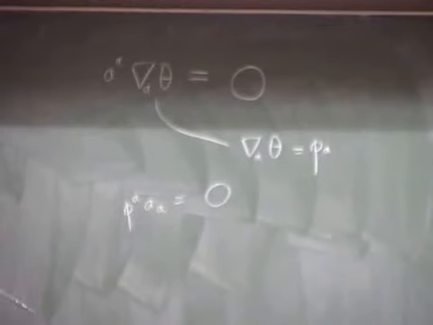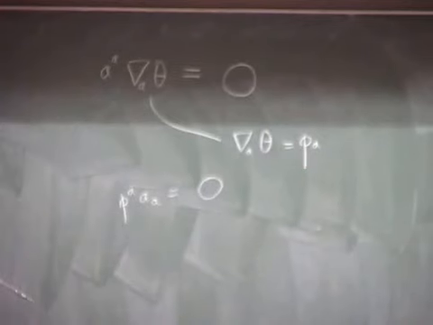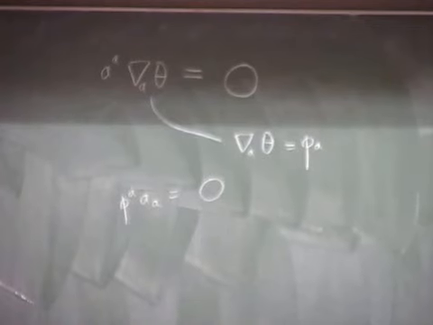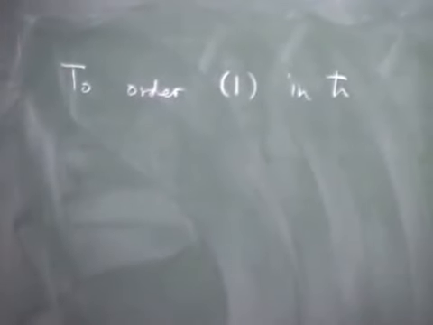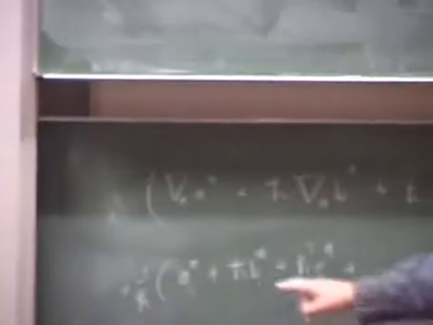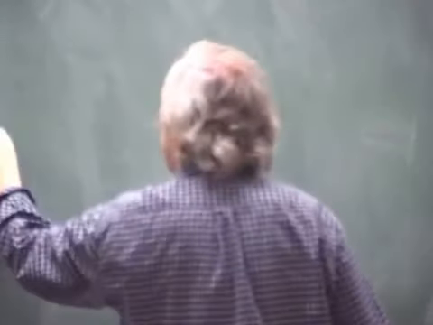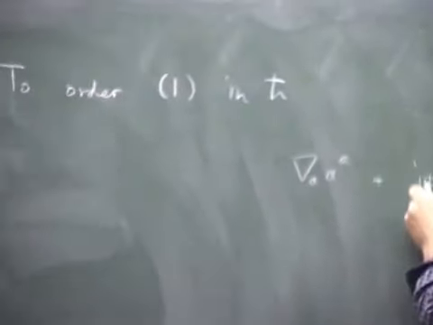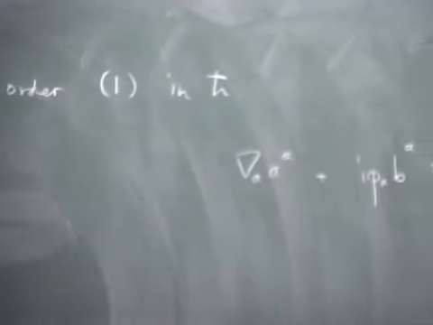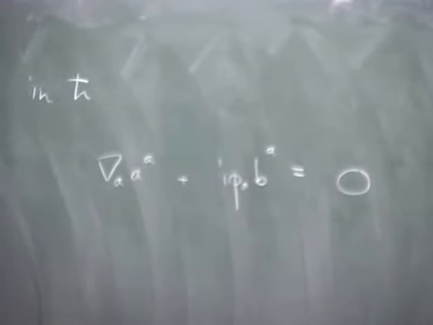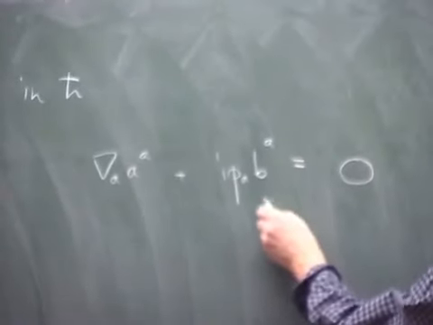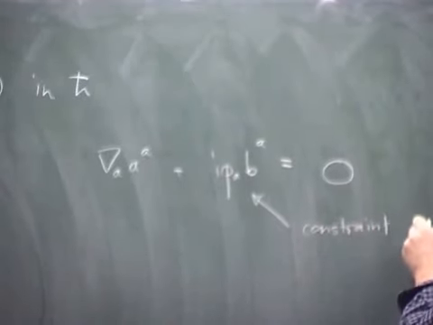What then happens when you go to order 1 in h bar? So that's our initial approximation. Well, this, of course, is going to determine b for you. If you go to order 1 in h bar, you have a del^A a_A, and then from here you're going to have a b term contracted with p. So you'll end up with del^A a_A plus i p^A b_A equals 0. So that is a constraint on the form of b in this gauge.